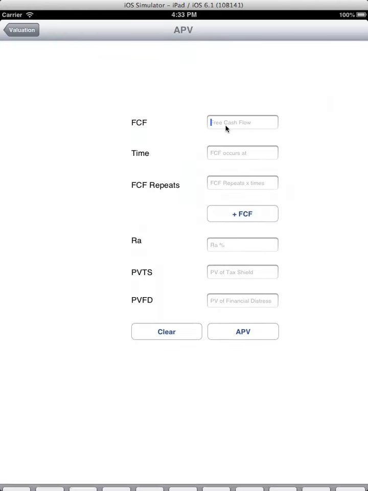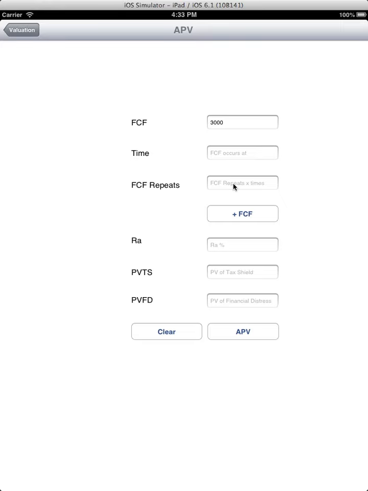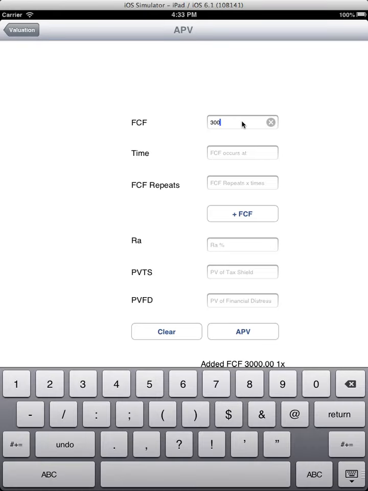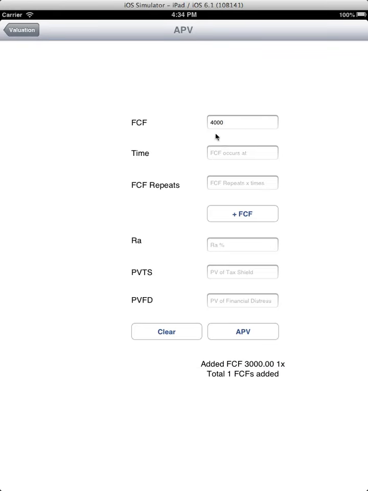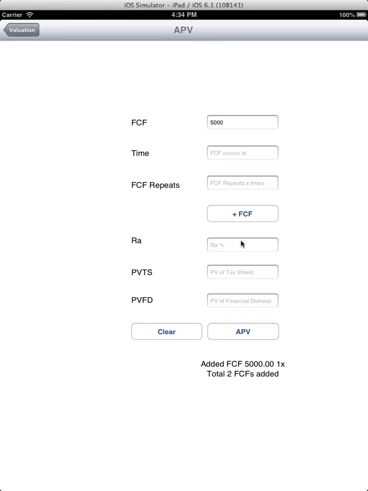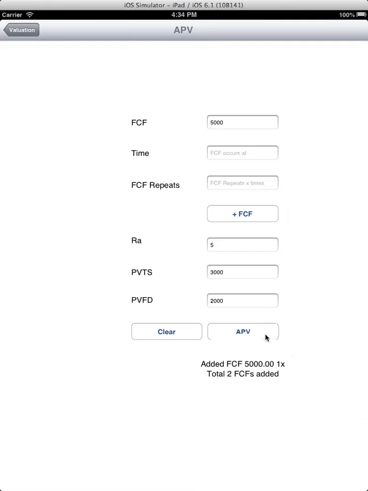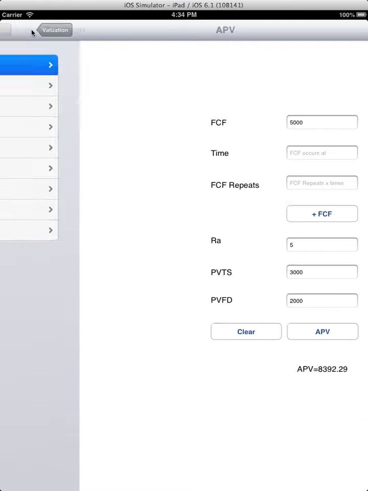So adjusted present value. Free cash flow is 3,000. It can occur at any time starting with the first period, and it can also repeat. We added free cash flow, and then we added 4,000 for another period, then 5,000 for the third period. The cost of asset RA is 5%, and the present value of tax shield is 3,000. The present value of financial distress is 2,000, and we calculate the adjusted present value.